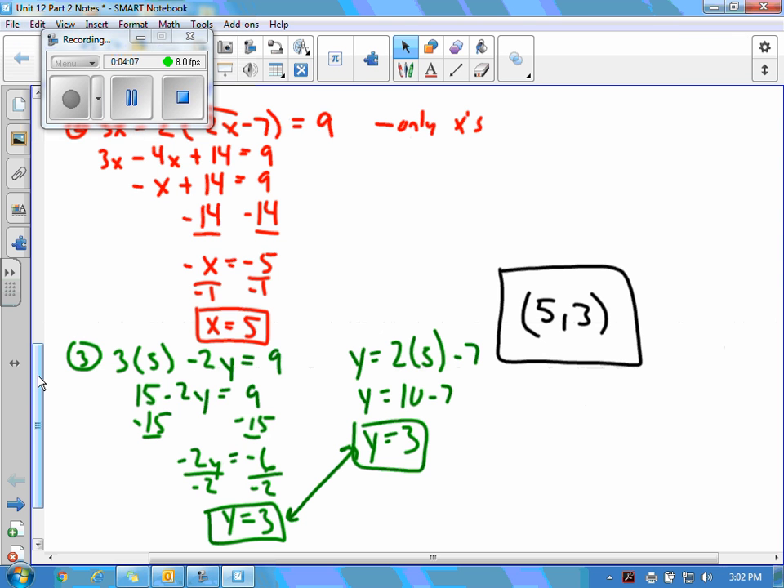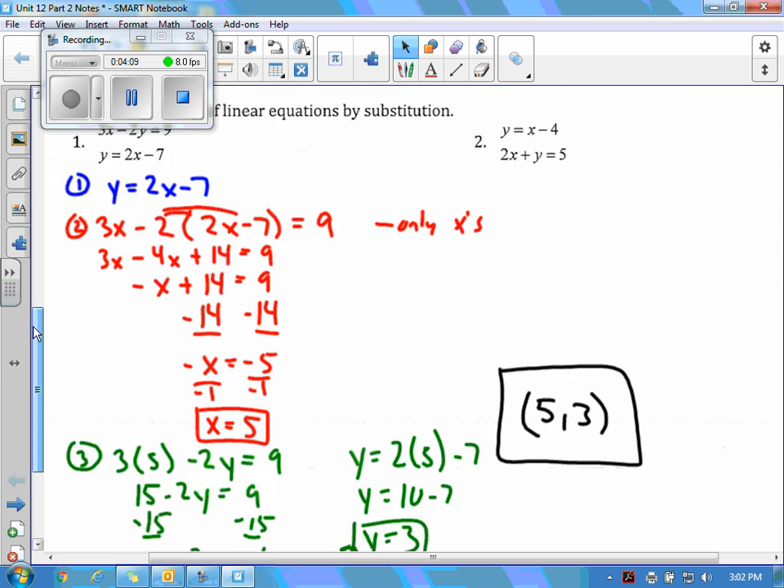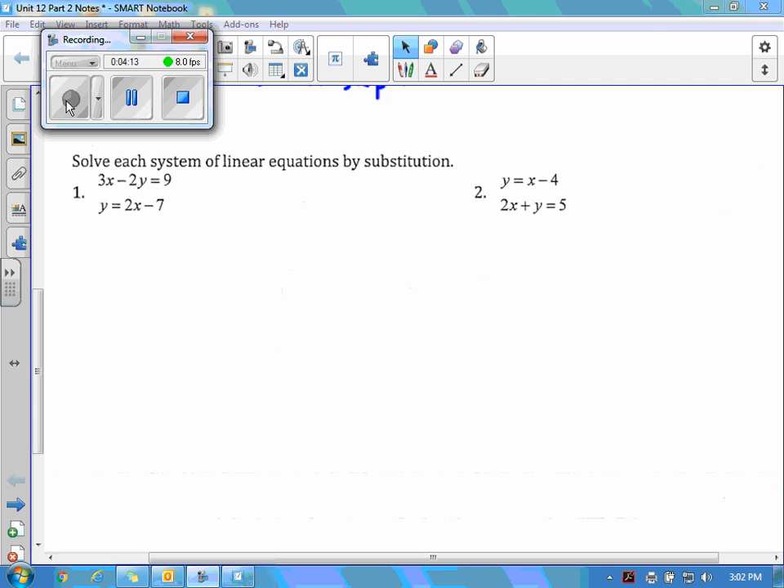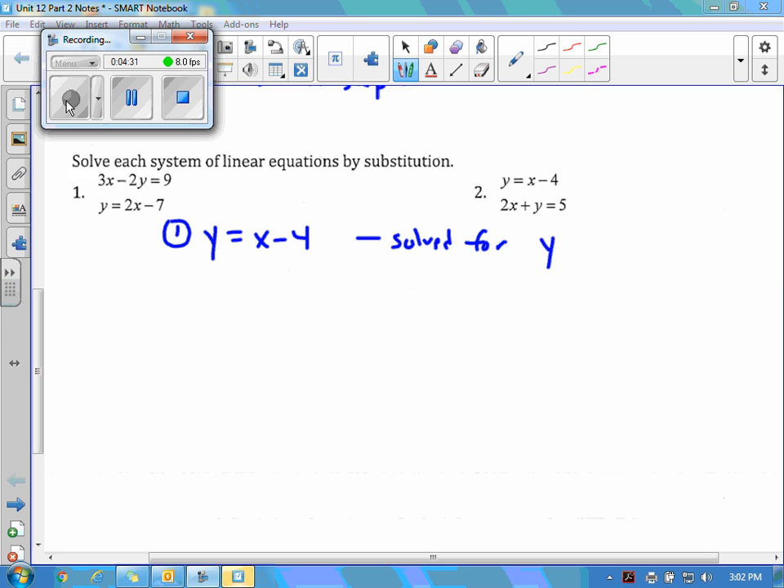All right, make sure you get all that down because I'm going to erase it here in a second to give myself some more room. All right, let's look at number 2. I'm going to start my work over here on the left just so I have some more room. First step is to solve one of the equations for one of the variables. If you look at the top equation, it's already solved for y. They already solved it for y.